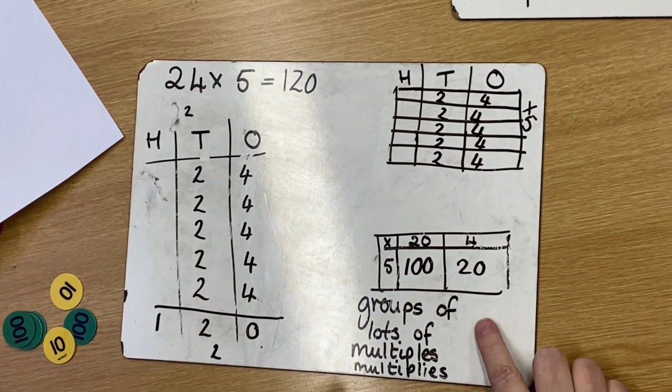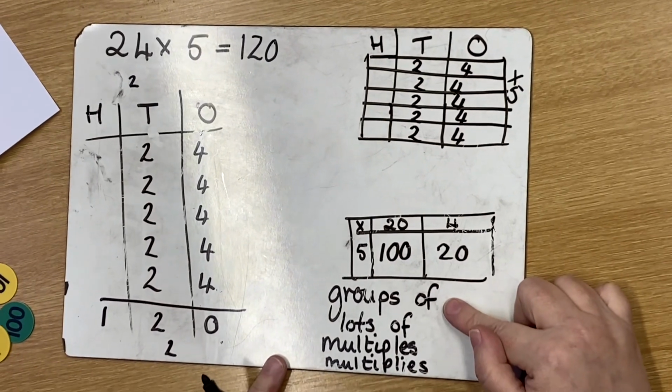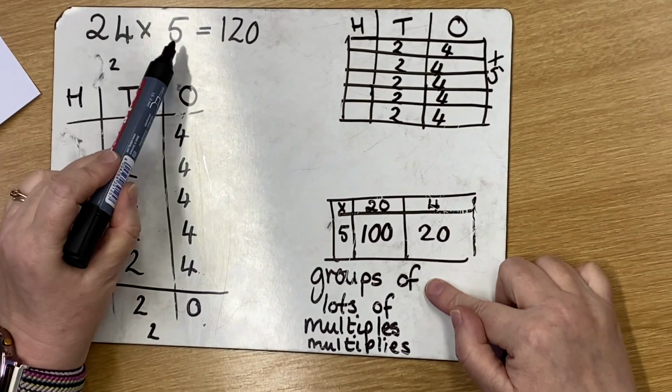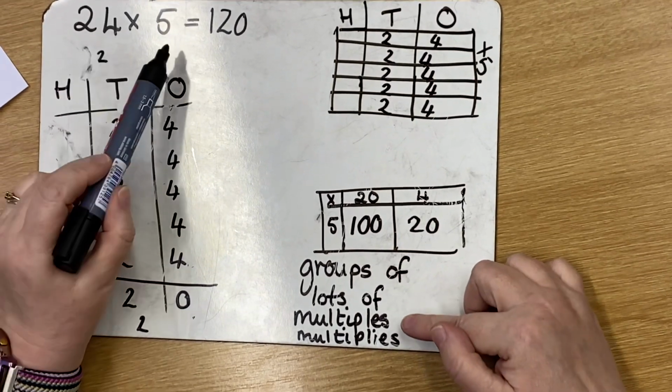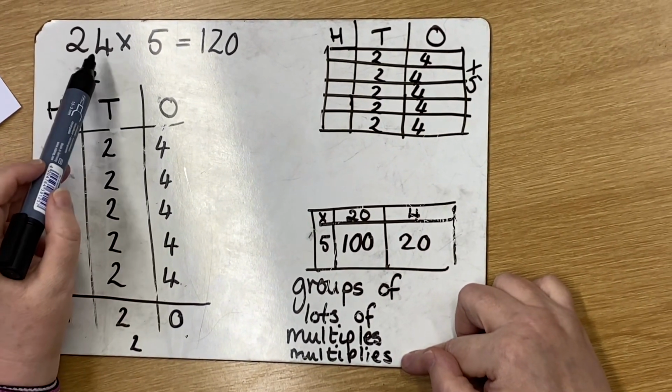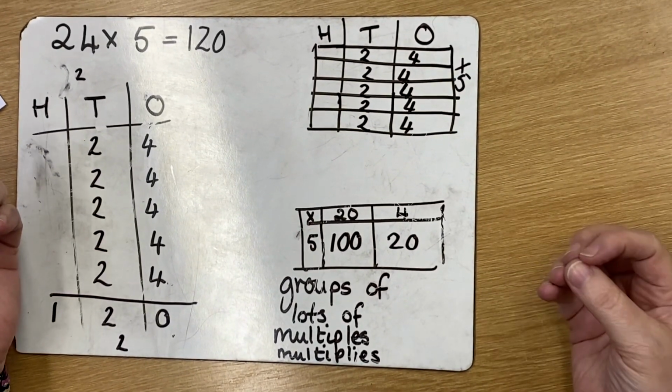The language that's really important for year 3 with multiplication is using the words groups of, so 5 groups of 4, 5 lots of 4, 5 multiplied by 4, and that 20 is 5 multiples of 4.